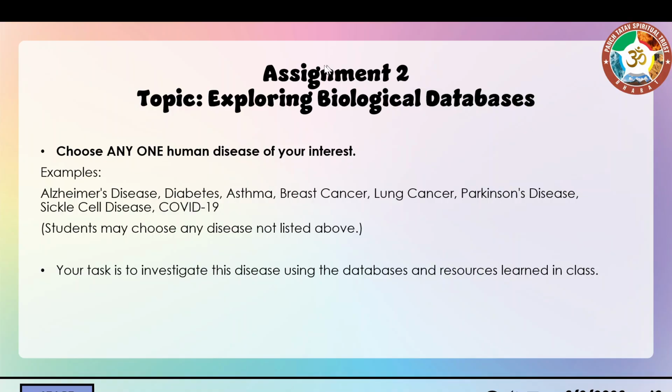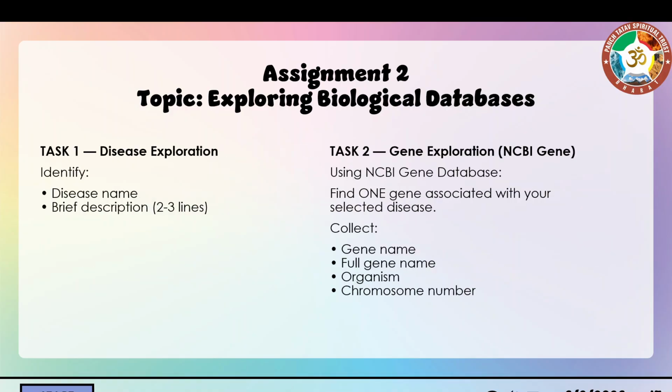In this assignment, you will choose any one human disease of your interest. Any disease that you are interested in, you will select that disease. For example, Alzheimer, diabetes, asthma, whatever disease interests you. After choosing that disease, your task is to investigate it using the databases that we learned today. Let me show you the task that you will be performing.